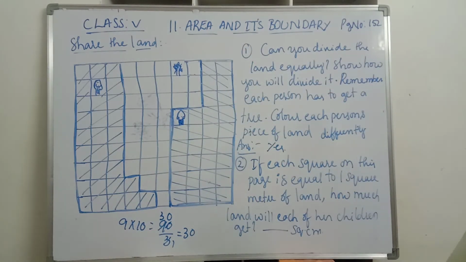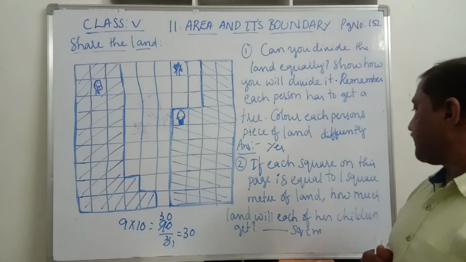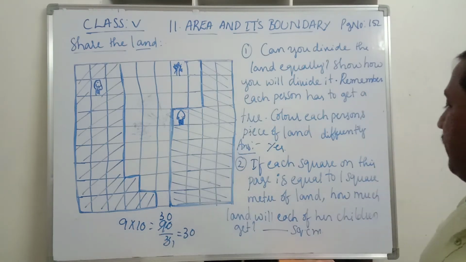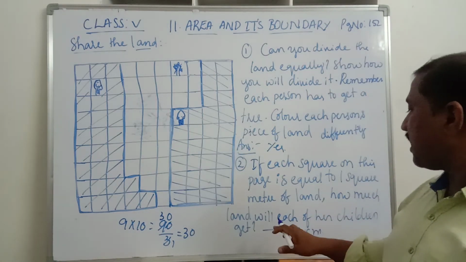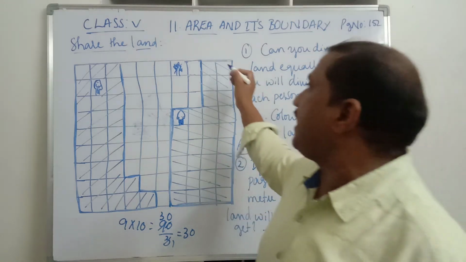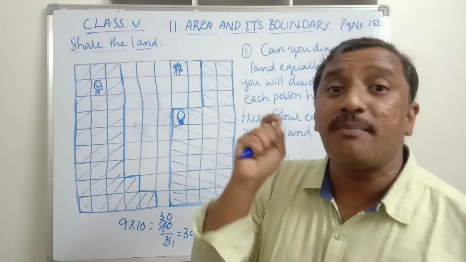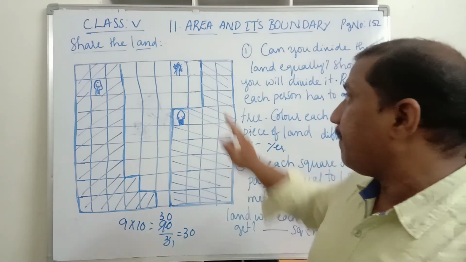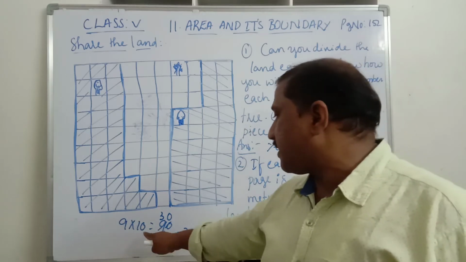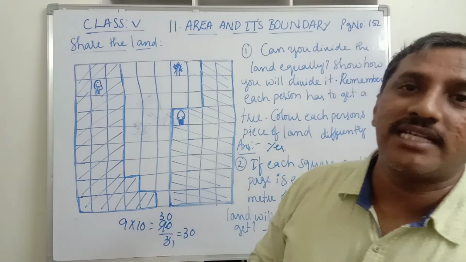We can divide equally. Now, if each square on this page is equal to 1 square meter, how much land will each of our children get? The total land here, 90 boxes are there. Each box is 1 square meter. Then what is the total area of this land? It is 90 square meters. 9 into 10 is 90 boxes. 90 square meters we will get.